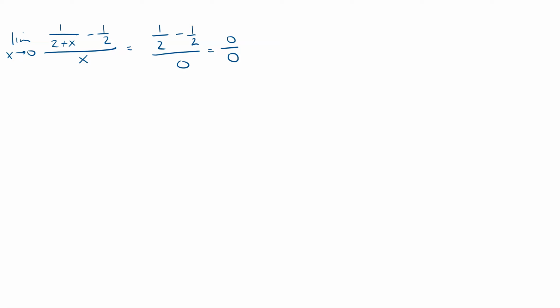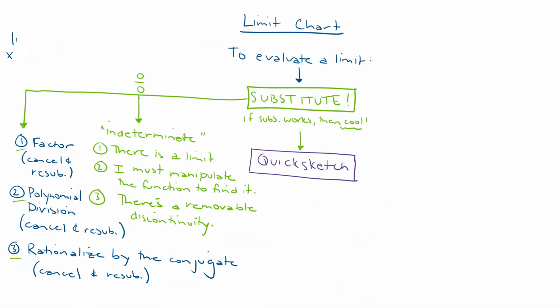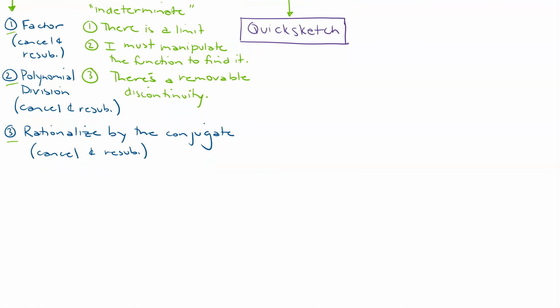In fact, that's option number 4 on our limit chart. Option number 4 on our limit chart is to just do it. Attack the problem Nike style. Simply do what the math is asking you to do, and the problem will work itself out. At some point, you'll be able to cancel and resubstitute.